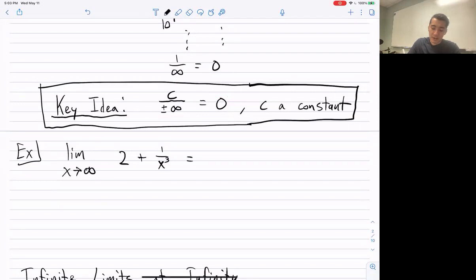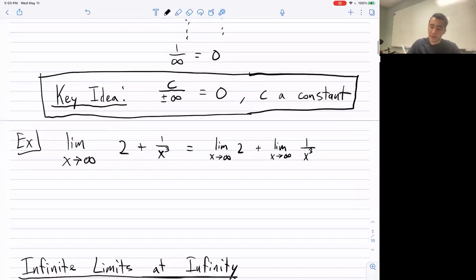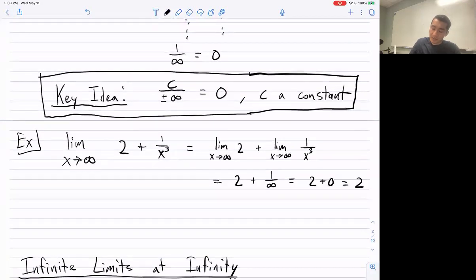Let's do an example using that fact. By the sum law, this is the limit as x approaches infinity of 2, which when you plug in infinity is just 2, plus the limit as x approaches infinity of 1 over x cubed. That's 2 plus 1 over infinity cubed, but infinity cubed is just infinity, still positive infinity. So this is 2 plus 1 over infinity, which is 2 plus 0. And so that's equal to 2.